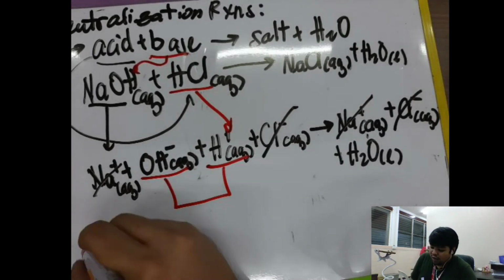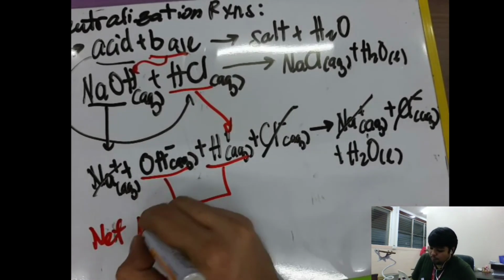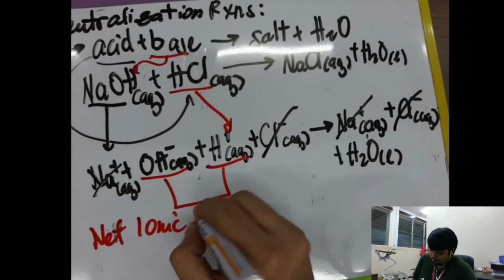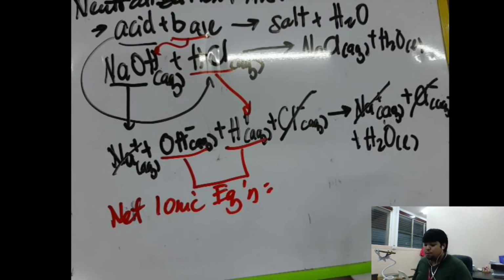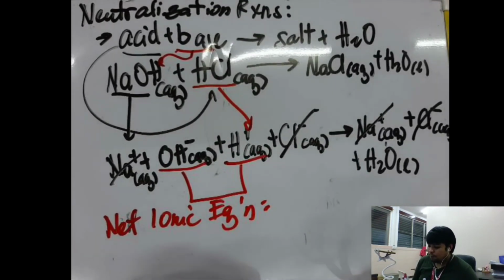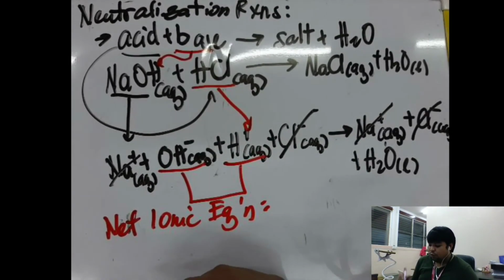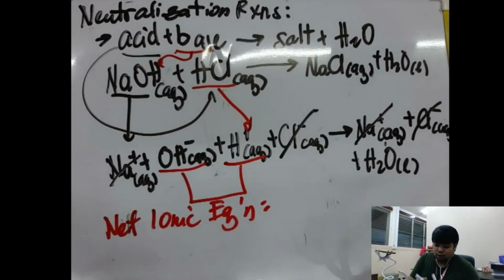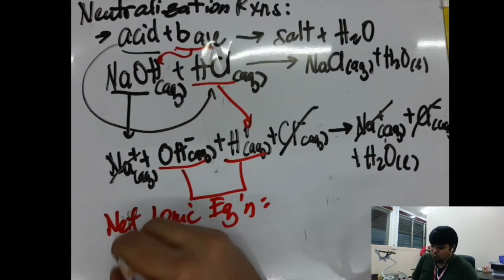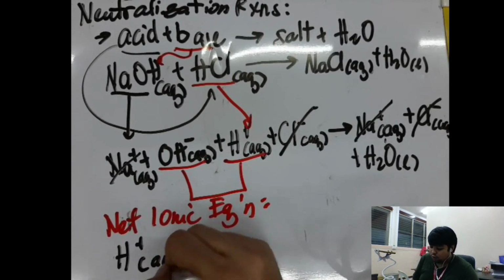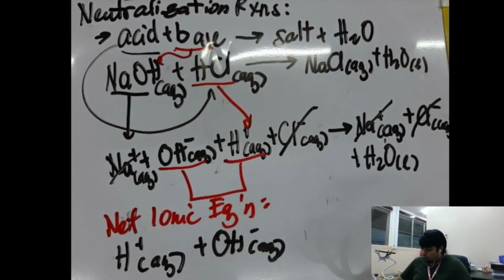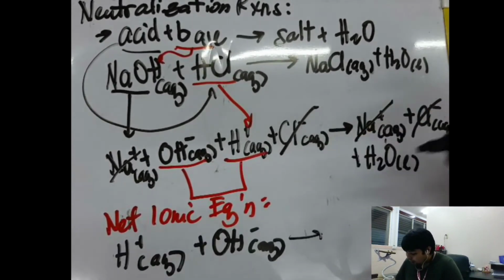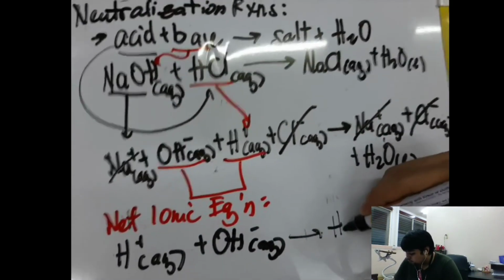Therefore, the net ionic equation will be H plus in aqueous solution plus OH minus in aqueous solution will react to form water.